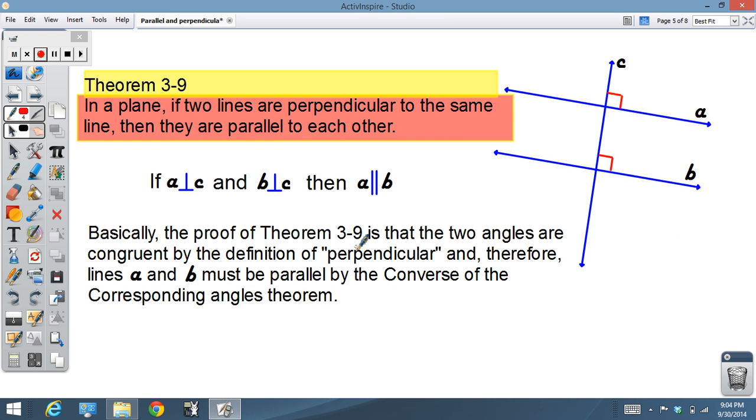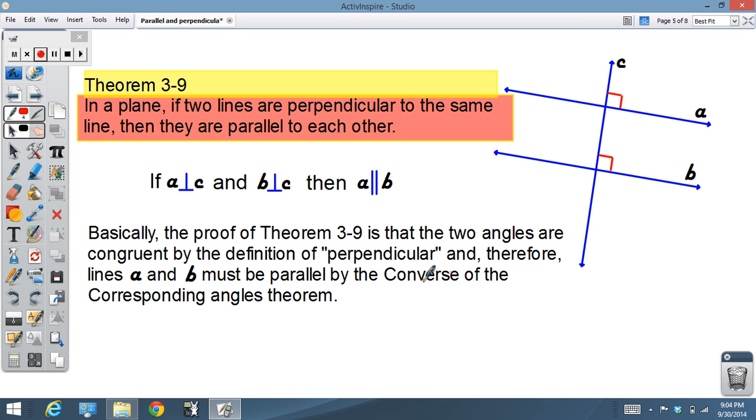Theorem 3-9. In a plane, if two lines are perpendicular to the same line, so both A and B here are perpendicular to C, then they must be parallel to one another. A is perpendicular to C, B is also perpendicular to C, therefore A and B must be parallel.